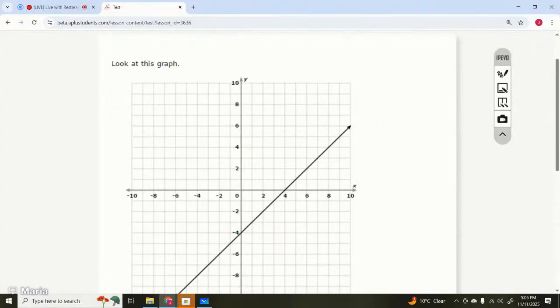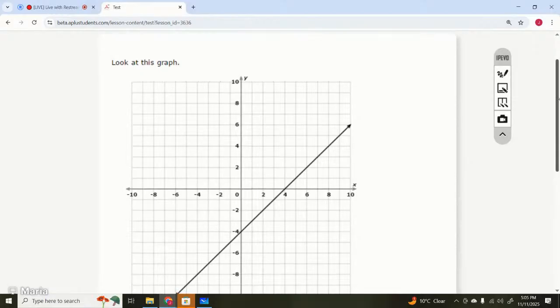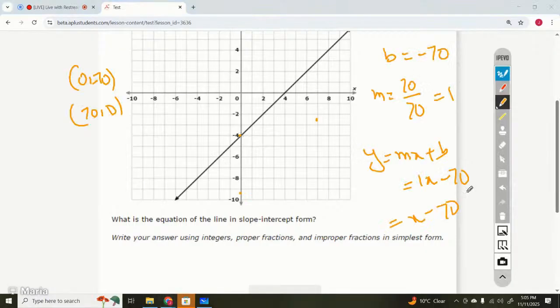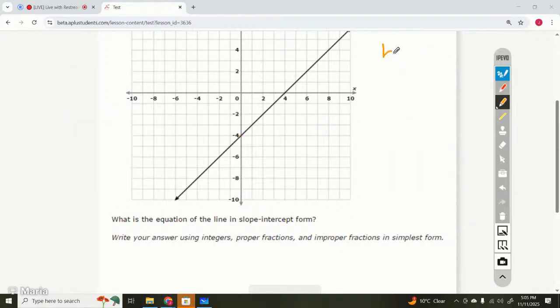Look at this graph. So we need to calculate the slope and the y-intercept. Here is the y-intercept, the point where the graph is crossing the y-axis. That would be b, so that is -4. Now we have to calculate the slope. I'm going to use the same 2 points, the x-intercept and the y-intercept. That is, x is 4, y is 0, and the second point is x is 0, y is -4.